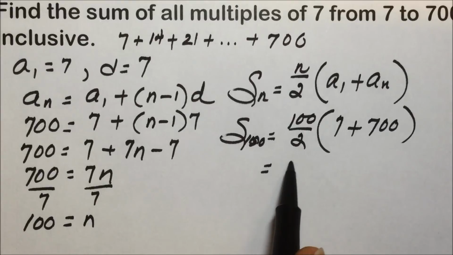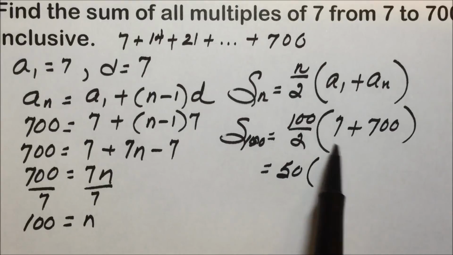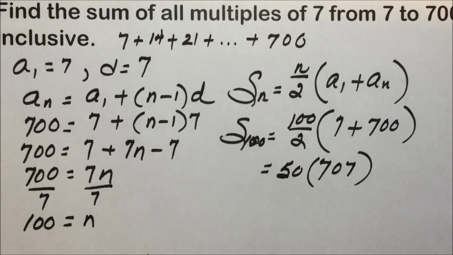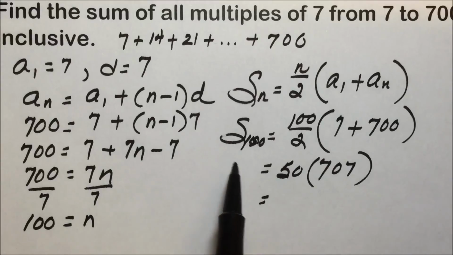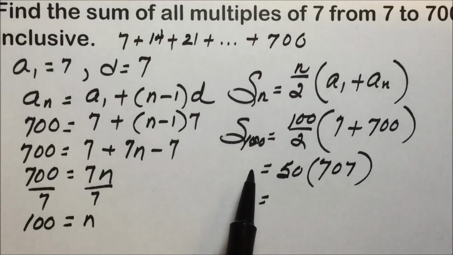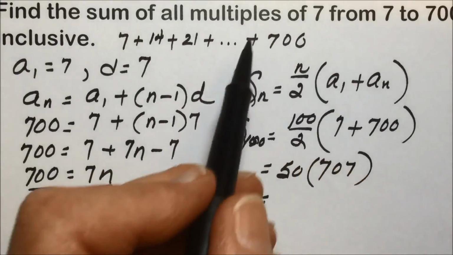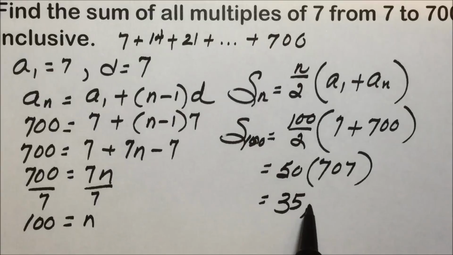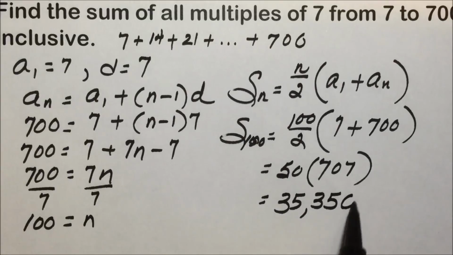Simplifying, 100 divided by 2 is 50. Adding inside the parentheses gives us 707. And then multiplying these two gives us the sum of the first 100 numbers in this arithmetic sequence with a common difference of 7, of 35,350.